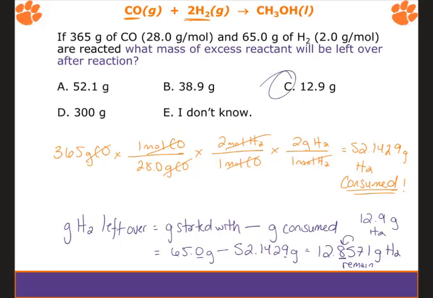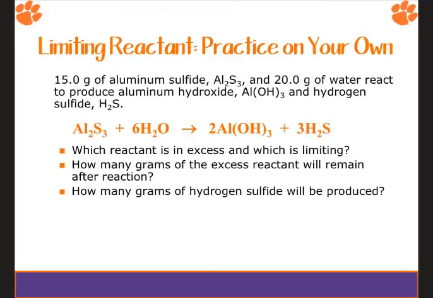So it's that one extra step. If you're looking for how much is left over, you've got to calculate how much you use using stoichiometry and then subtract what you used from what you started with. So not that hard, but it just requires an extra little step.